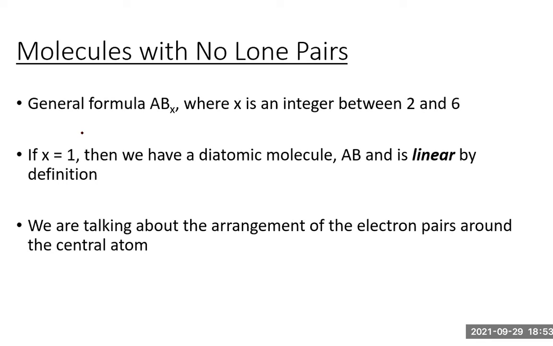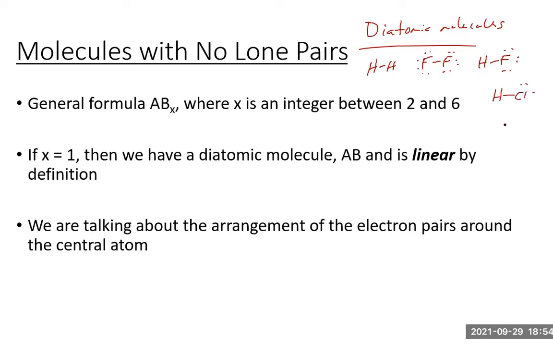Let's start with really the simplest ones to do. And if you see all the letters and numbers on here, don't worry too much about it. But the simplest geometry that you could have occurs from a diatomic molecule. Things like H2, F2, HF, HCl, O2, N2.